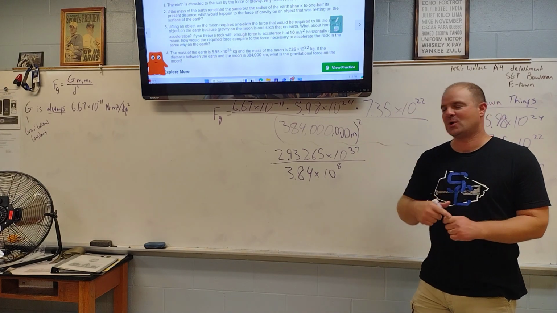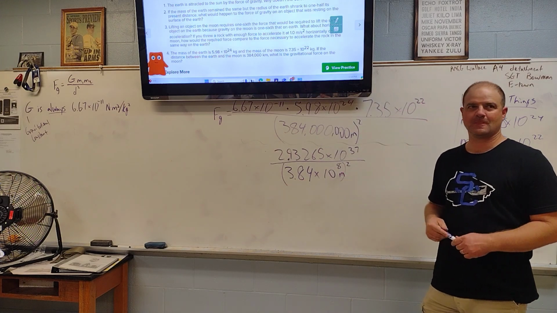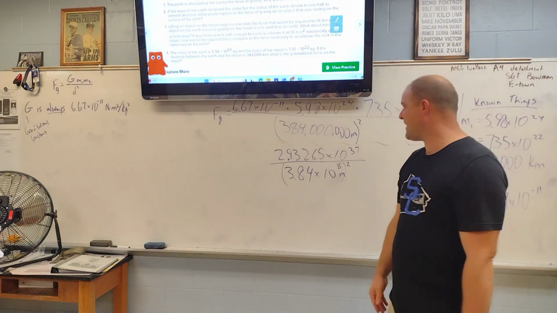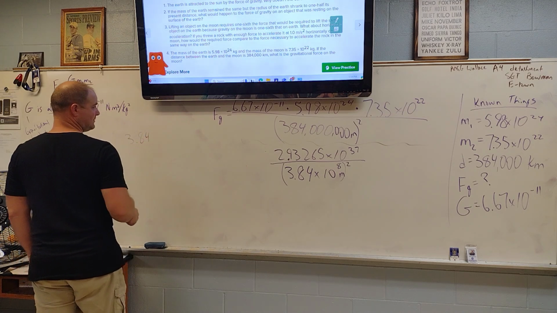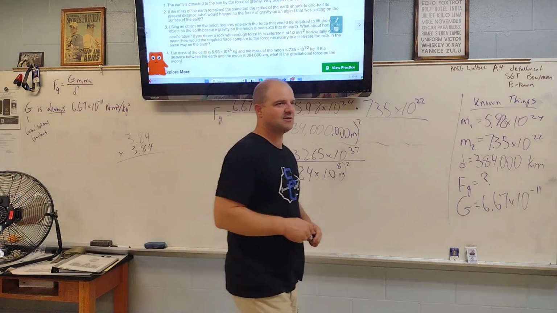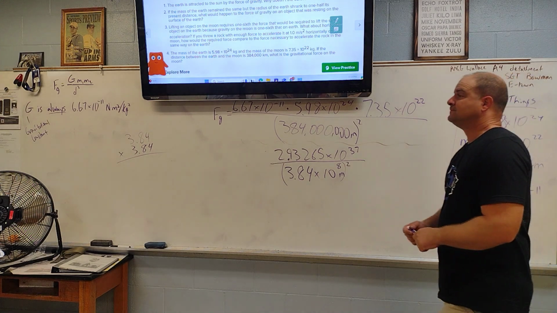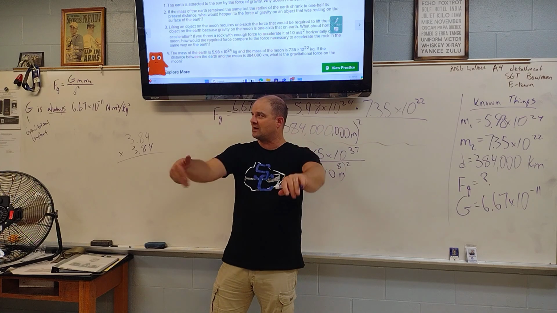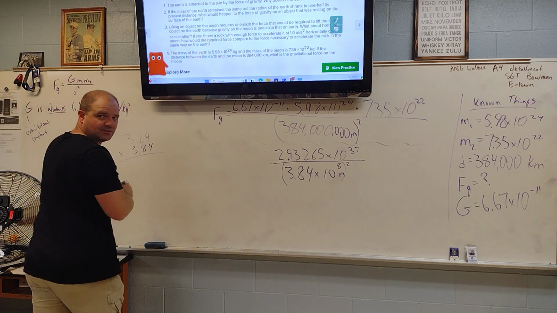But we need to do what to that? Square it. To square something means to do what? Multiply it by itself. So let's do that. 3.84 times 3.84. I'll give you guys a head start working that one. Try not to look up here. You work it on your end, I'm going to work it up here.